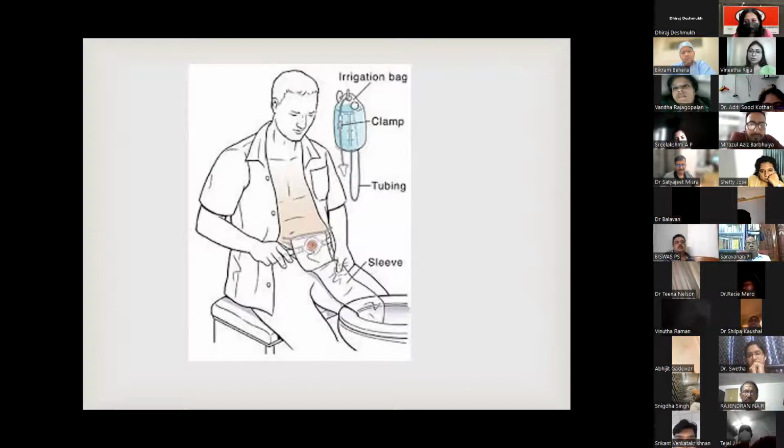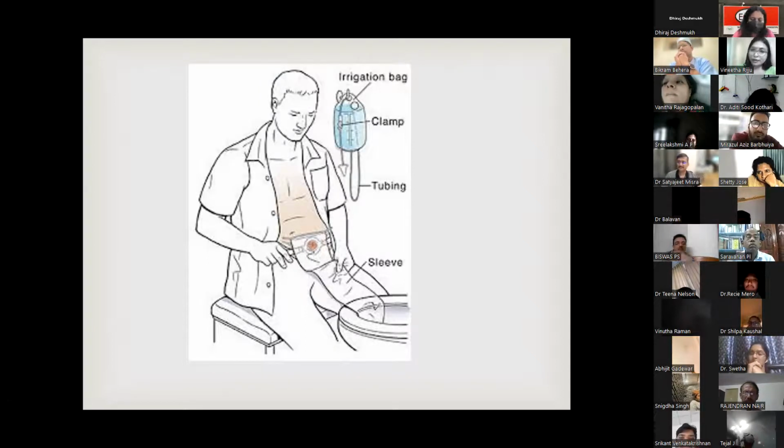The patient sits next to the commode and hangs the irrigation bag with lukewarm water. And this is hung on the towel rod in the washroom. And the water is let to drain into the ostomy through that conical shape. And once the fluid has entered through the ostomy, it is clamped, and after a while it is let open, and through the sleeve the bowel is irrigated and all the stool is flushed out. And this is how it is usually done.